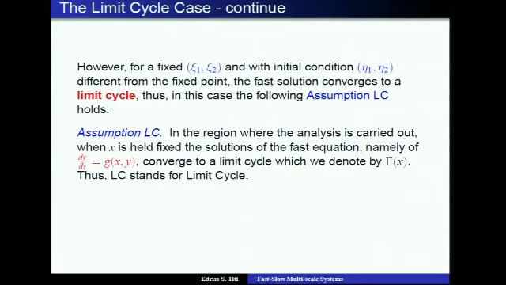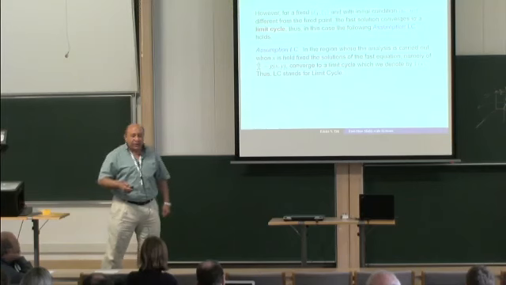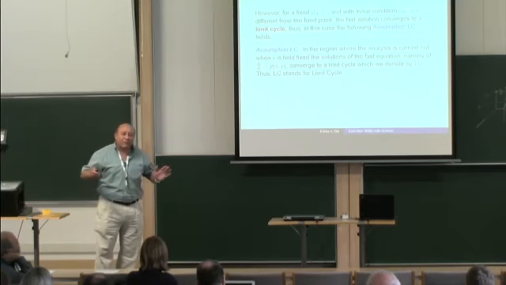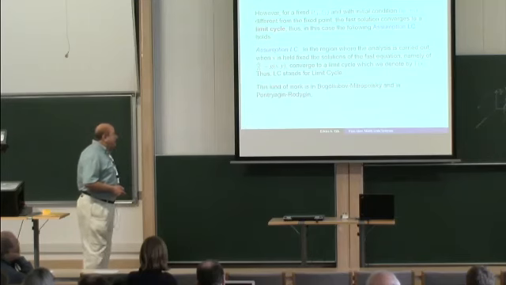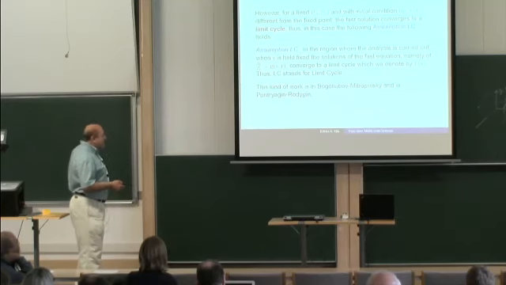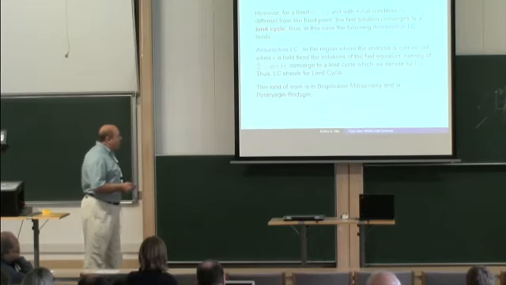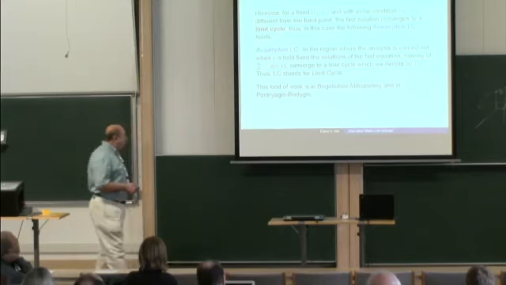Now, how do we describe a limit cycle? We shall call it gamma x, because for every fixed x, I have a limit cycle. For every cross section, I have a limit cycle. How do I describe a limit cycle? And now we will start developing the framework that I'm talking about. This is consistent with the work of Bogolyubov, Mitropolsky, and Pontryagin.